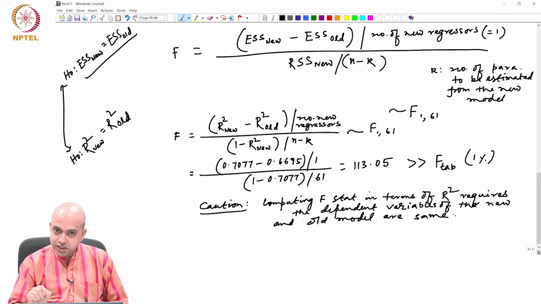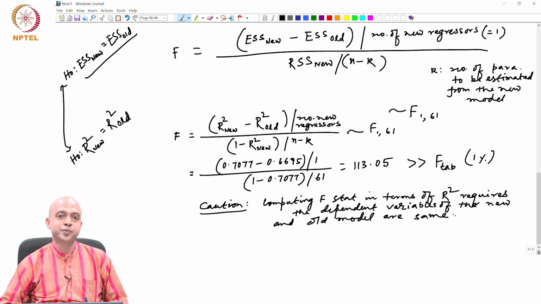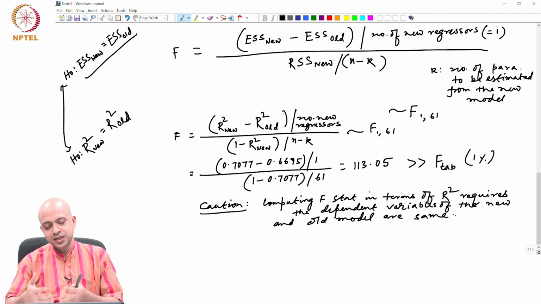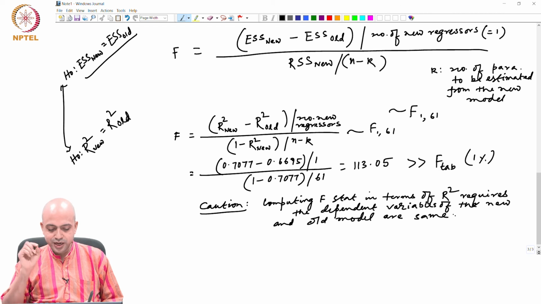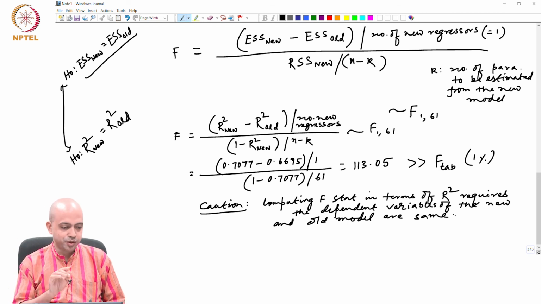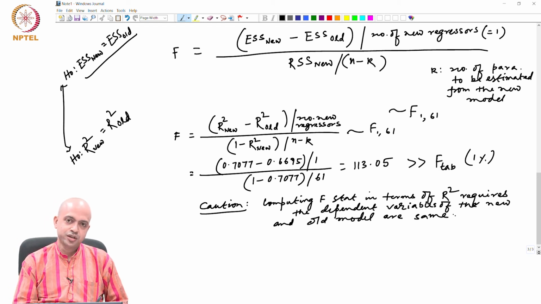If they are not the same, then we need to define the statistic either in terms of ESS or RSS, because ESS and RSS are always comparable, not the R square. That is one cautionary note we have to keep in mind while computing the F statistic in terms of R square. So, with this we are closing our discussion today.